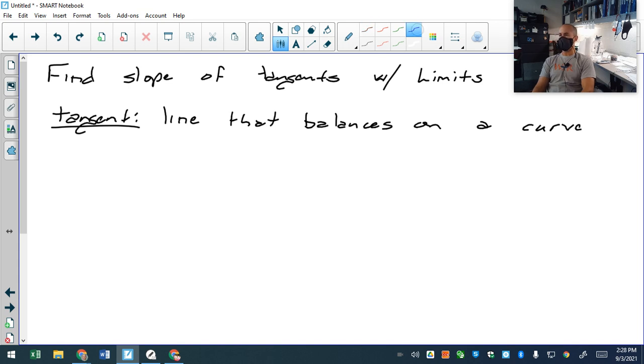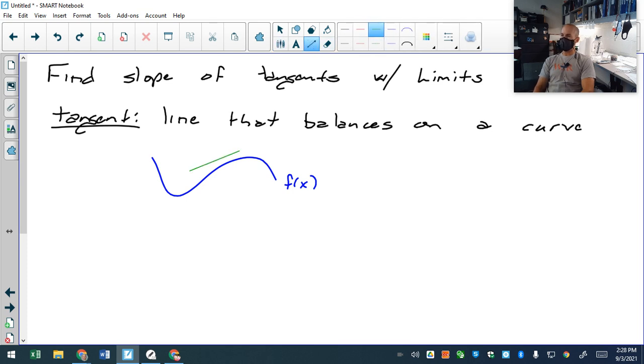Okay, so graphically, if I have a curve of f of x that does this, the tangent would be a line that just kind of sits and rests on the curve. It could be underneath, it could be a line down here, but it just kind of balances on the curve at one particular point. If you remember back in geometry, a tangent to a circle was a line that just balanced on the outside of a circle, kind of the same thing. All right, so that is the tangent.